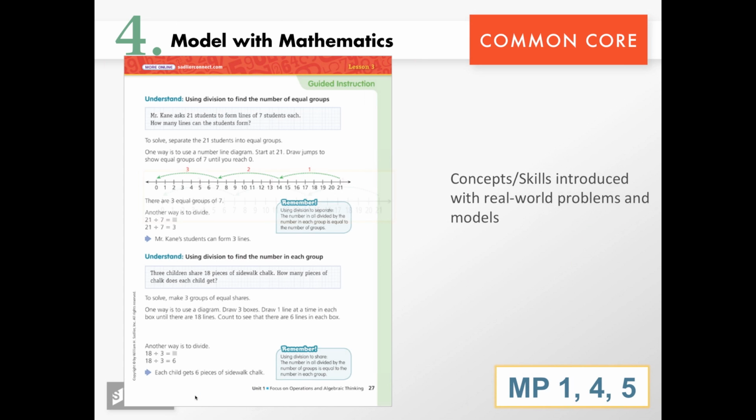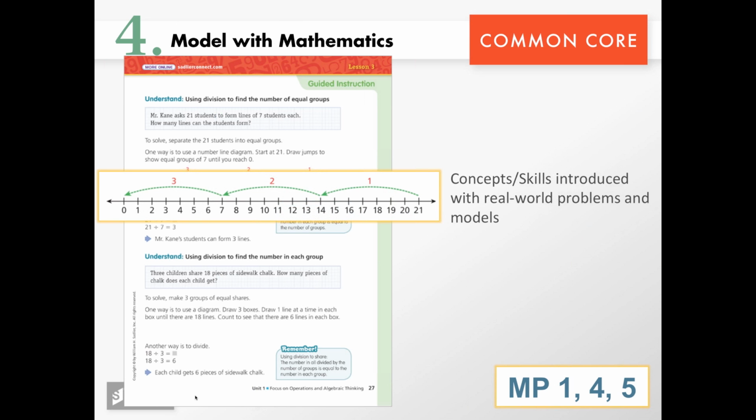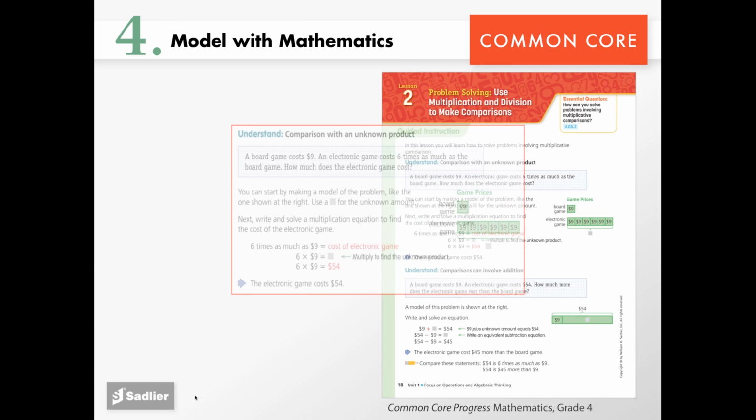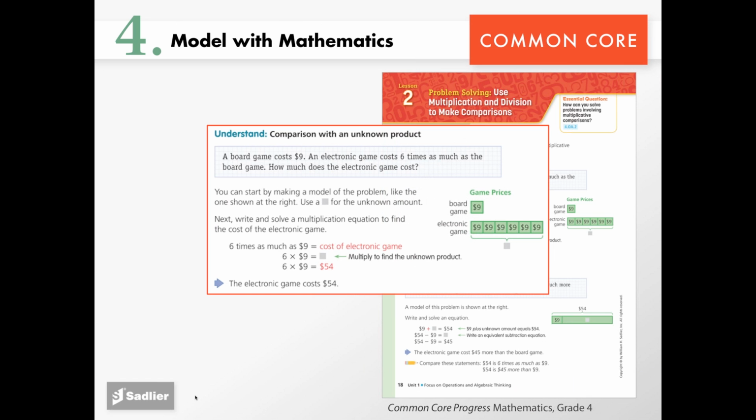And then, as I mentioned earlier, all our understand presentations begin with a real world problem, and we often use models to introduce a skill or concept, and in this case we are using the number line. And here's another case where we're using a bar diagram to introduce skills or concepts.